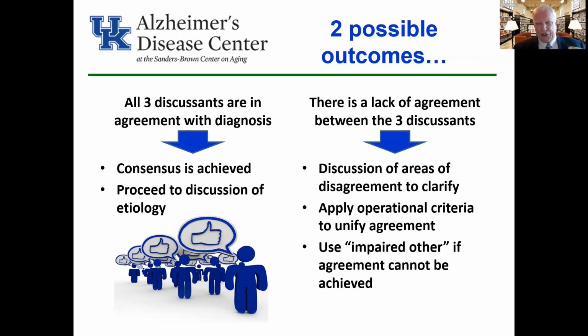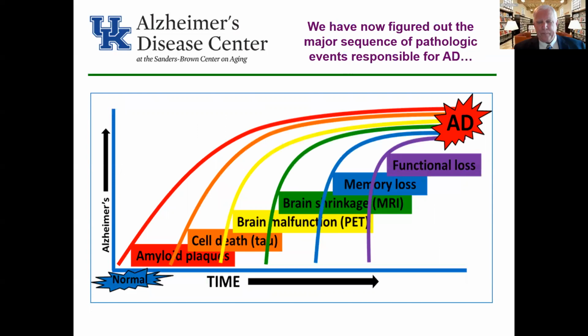We're really not sure. We couldn't get all components together. We try to use impaired other very sparingly, but it does come in handy in cases where the information derived from the three components or discussants in the consensus conference are simply at odds and cannot be resolved.